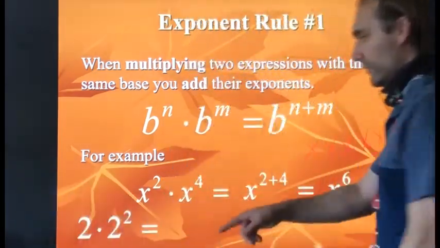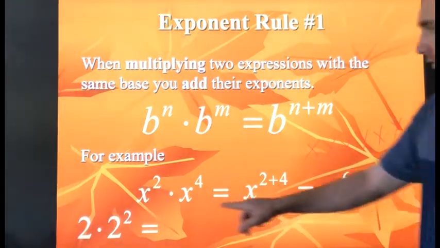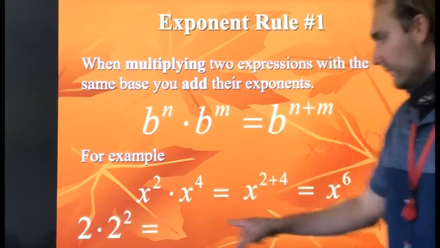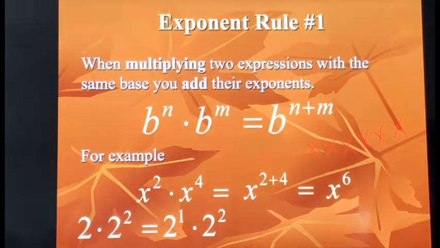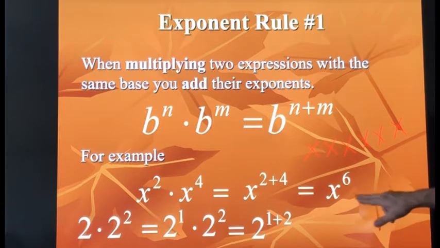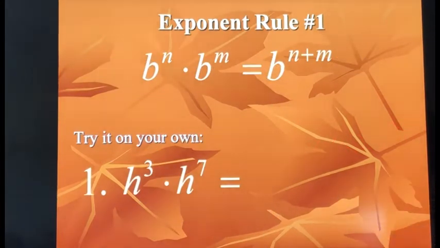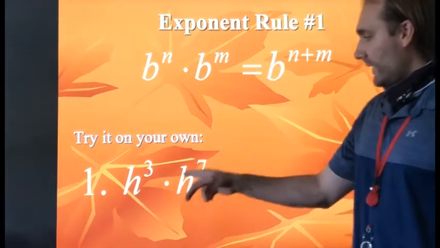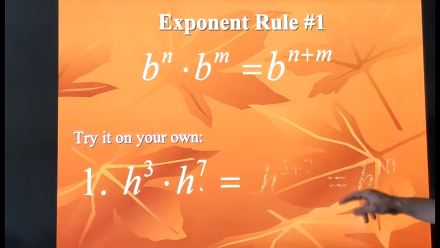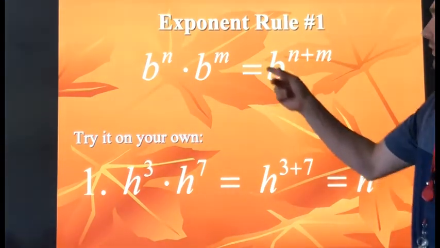And then this other one, 2 times 2 squared equals, what's this exponent? 1. We add the exponents, right? Oh, don't forget about that invisible exponent 1. So 2 to the power of 3, which of course is 8. What about h to the 3 times h to the 7? They have the same base, so we can go ahead and add the exponents. Gives us h to the 10. So multiplying, you add the exponents.